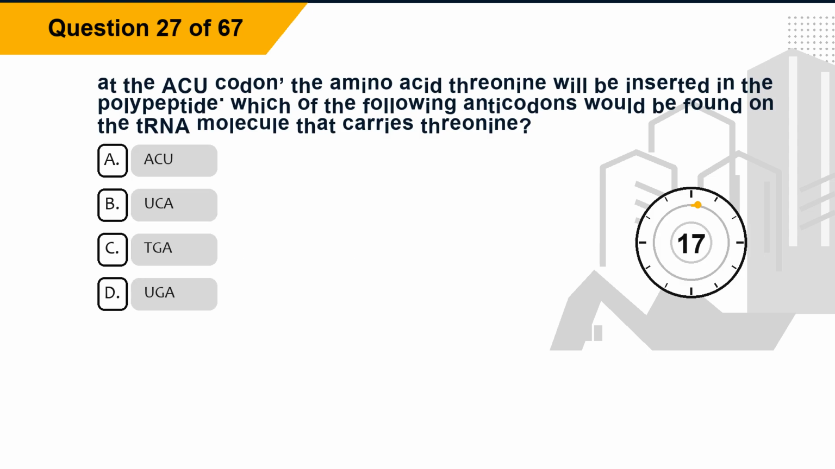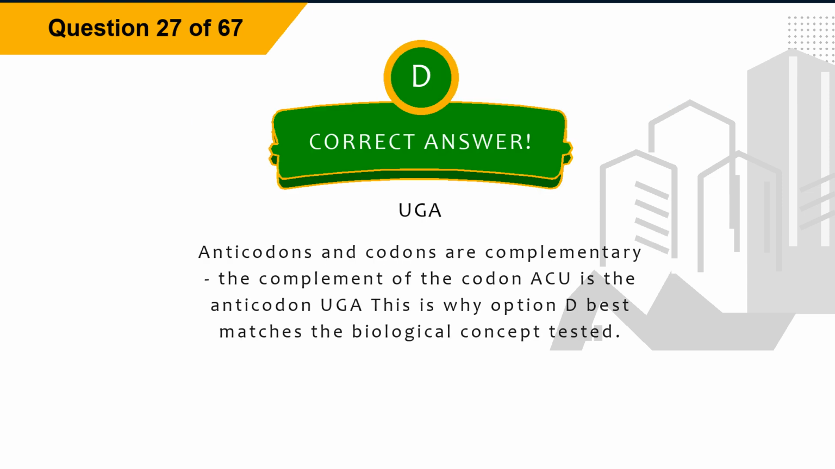Question 27. At the ACU codon, the amino acid threonine will be inserted in the polypeptide. Which of the following anticodons would be found on the tRNA molecule that carries threonine? Option A, ACU. Option B, UCA. Option C, TGA. Option D, UGA. The correct answer is option D, UGA. Explanation. Anticodons and codons are complementary. The complement of the codon ACU is the anticodon UGA. This is why option D best matches the biological concept tested.